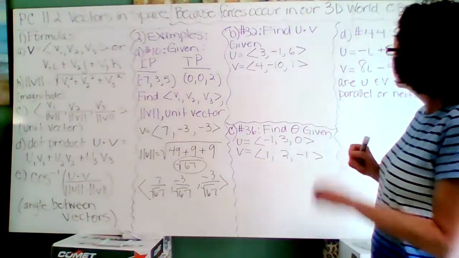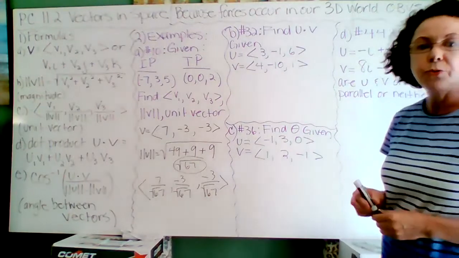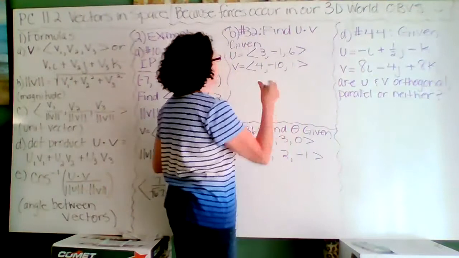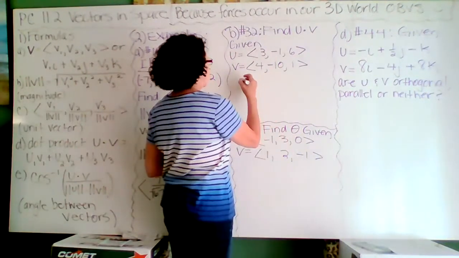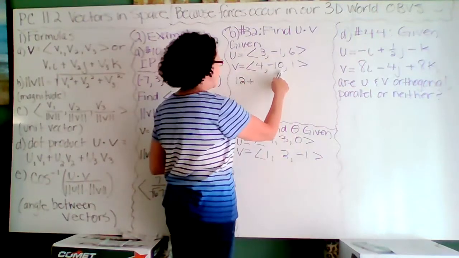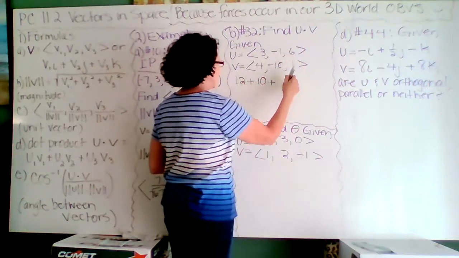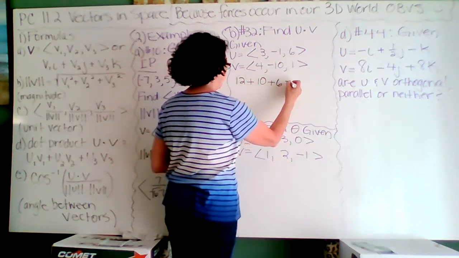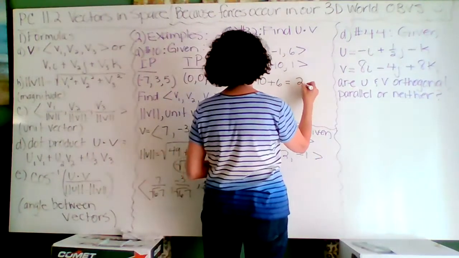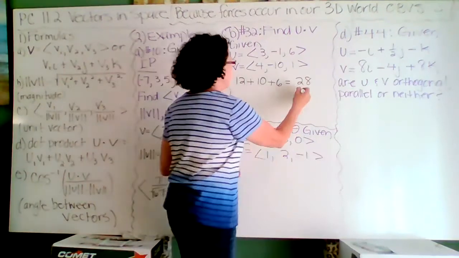Let's take a look at number 32. Find u dot v given these vectors u and v in 3 space. That would simply be u1 times v1 plus u2 times v2 plus u3 times v3. And then we would just add those up and get 28. Right, 16 and 12. Excellent. That would be the dot product.